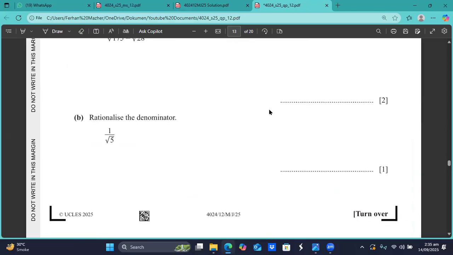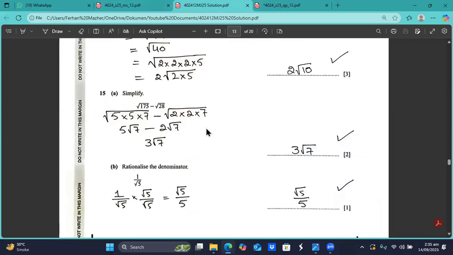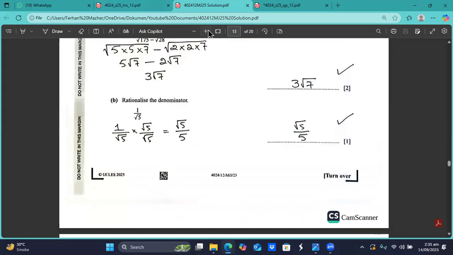Okay, so then we have question number 15, B part. A fraction is given and in the denominator we have a surd. So they want us to rationalize it. So the method is very simple. In the denominator you have under root 5. So you multiply this fraction with under root 5 and you divide it with under root 5. Okay, so this is how you do the rationalization.